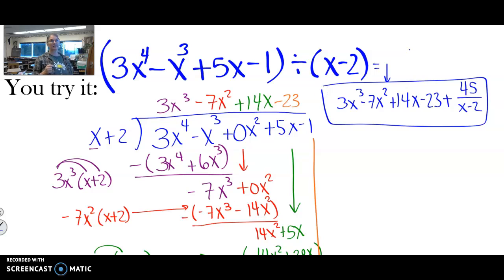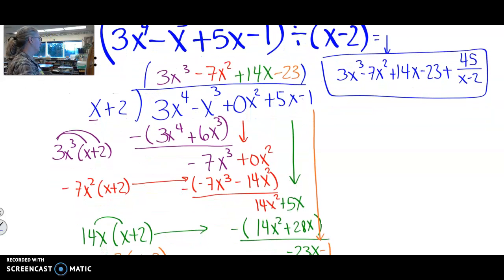All right, so you should have gotten 3x cubed minus 7x squared plus 14x minus 23. That's your quotient. And then the remainder is 45, so plus 45 over the divisor, which is x minus 2. So let's just go through this quickly. If you didn't get that, try to see where you made your mistake.